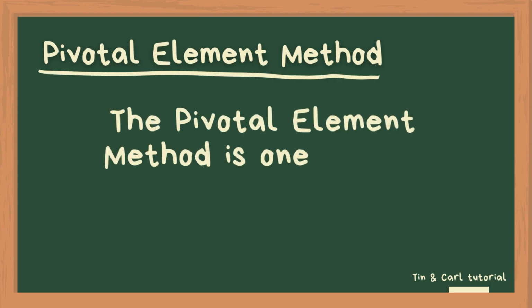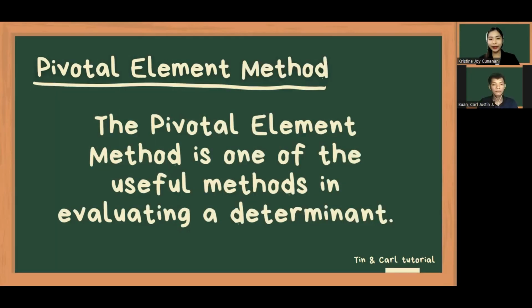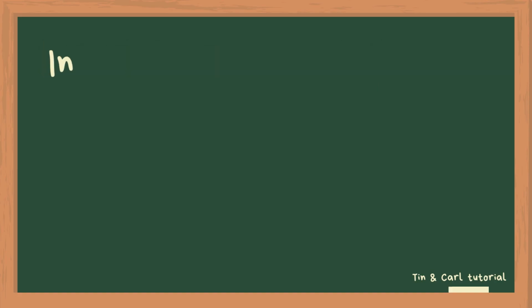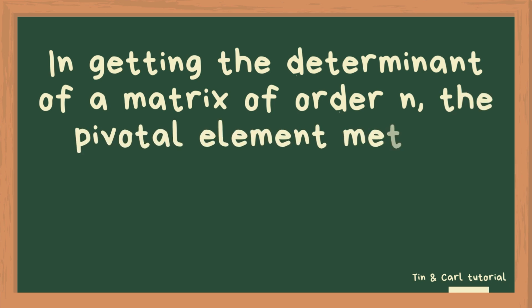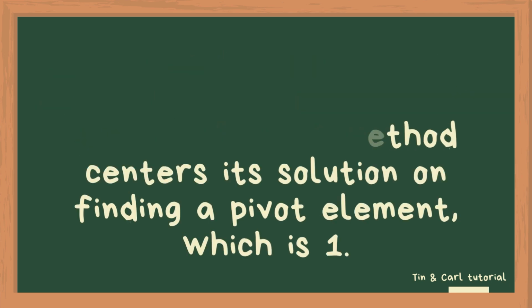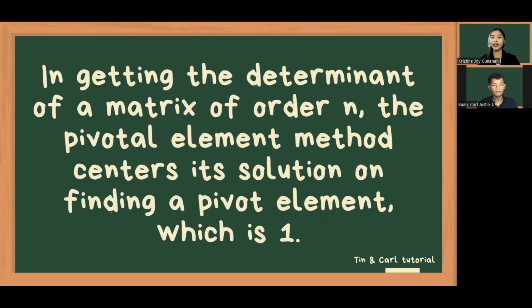Pivotal element method. The pivotal element method is one of the useful methods in evaluating a determinant. In getting the determinant of a matrix of order n, the pivotal element method centers its solution on finding a pivot element which is 1.